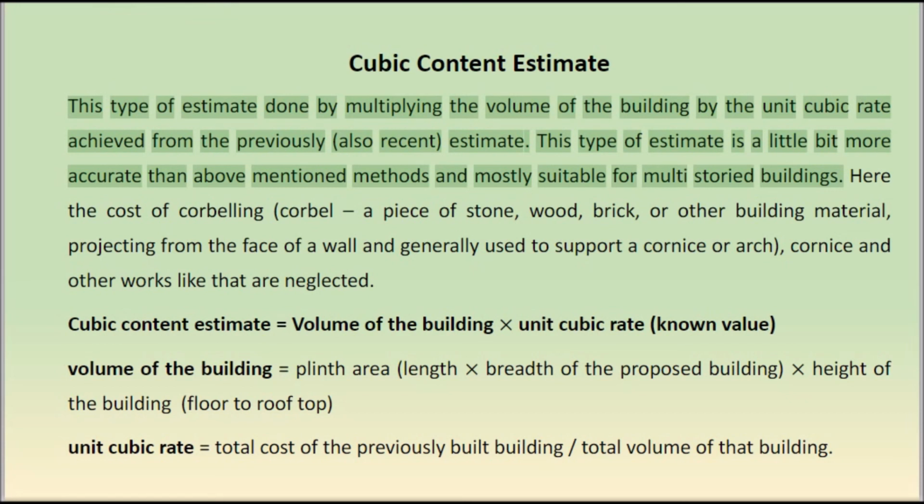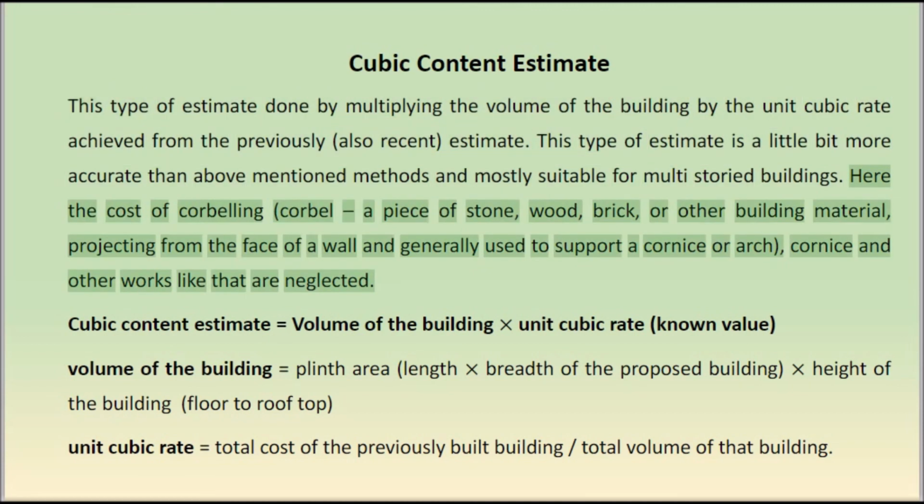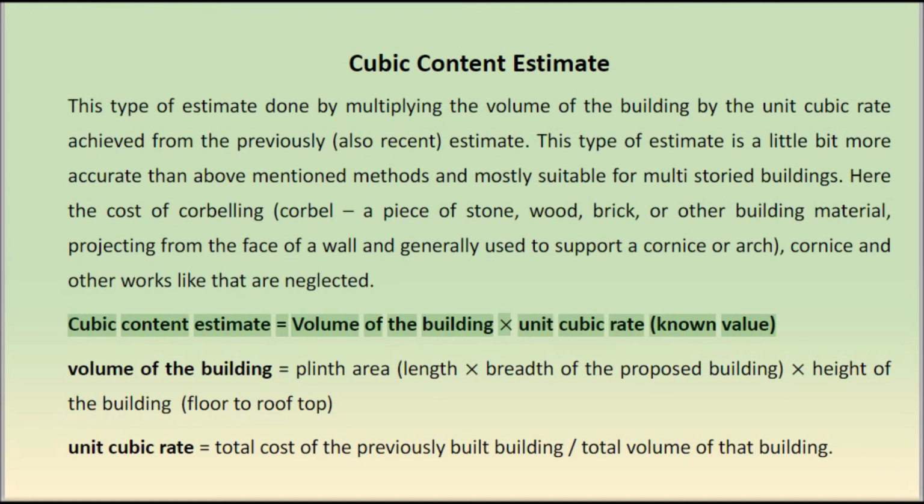suitable for multi-storied buildings. Here the cost of corbelling is neglected. A corbel is a piece of stone, wood, brick, or other building material projecting from the face of a wall and generally used to support a cornice or arch. The cost of cornice and other works like that are neglected. Cubic content estimate equals volume of the building times unit cubic rate, a known value.